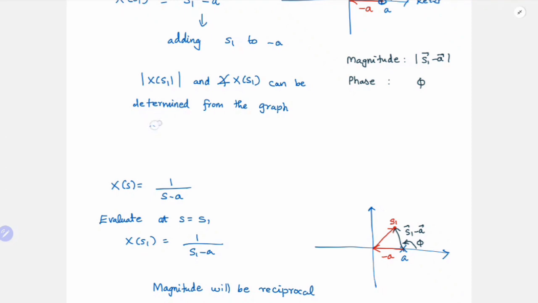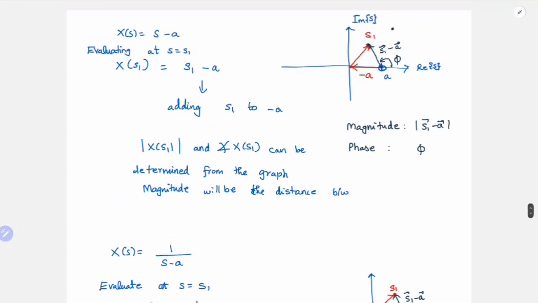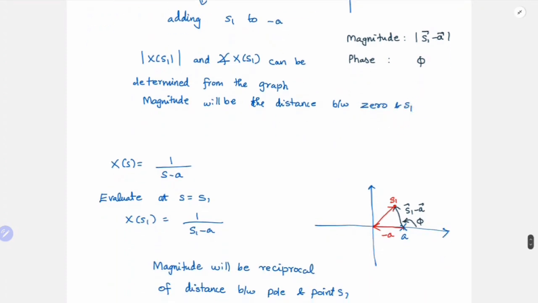So magnitude here was the distance directly between S1 and A, right? And A is nothing but 0, between 0 and S1.